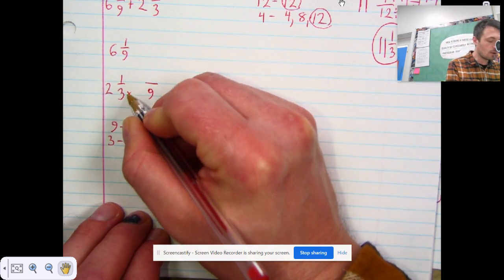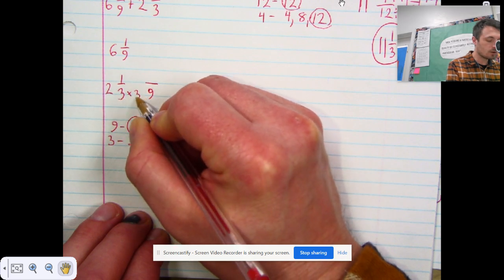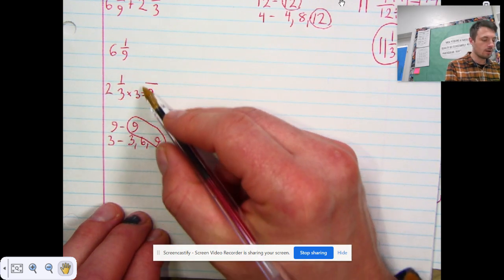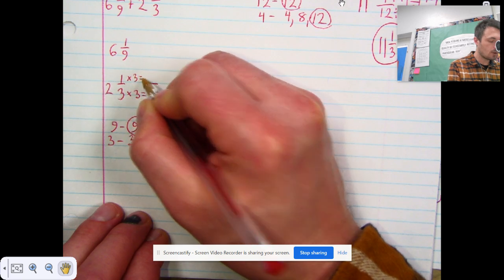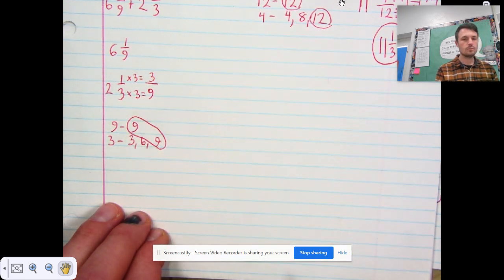Now we multiply from 3 to 9. 3 times 3 is 9. And whatever we do to the bottom, we have to do to the top. 1 times 3 is 3. Now, step 2 is add the whole number part.